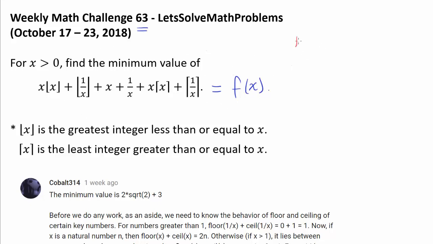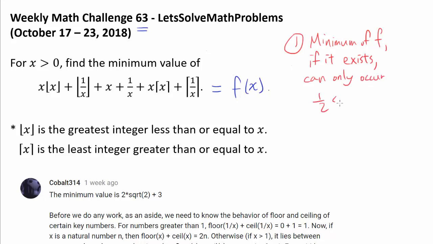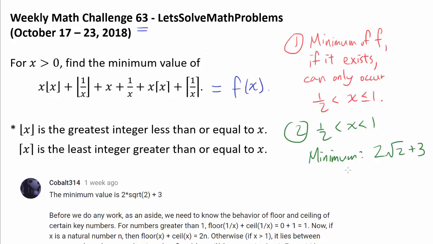The way I will do it is by first showing that the minimum of f, if it exists, can only occur when x is between 1/2 and 1, where we are going to include 1 but exclude 1/2. Then we are going to show that for x between 1/2 and 1, exclusive, the minimum value actually exists, and that is equal to 2 times the square root of 2 plus 3. And then we know f of 1 is equal to 6 when you plug 1 into this expression. So we have found the minimum, and that's the sketch of what's going to happen during this video.